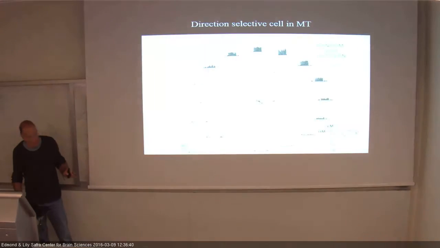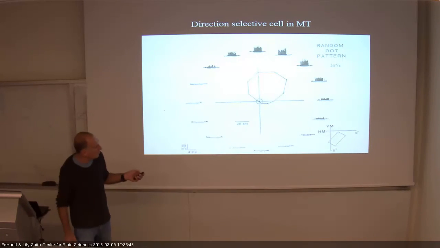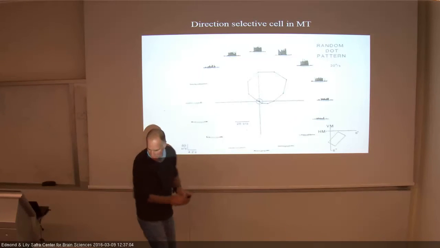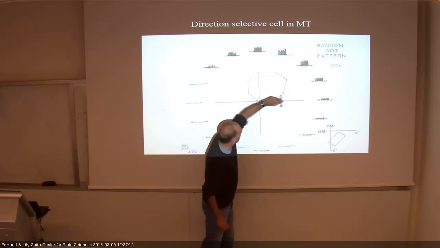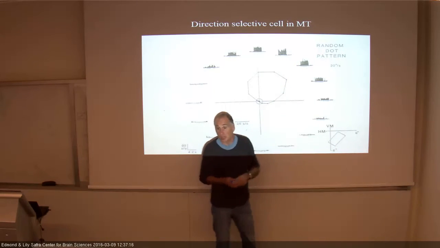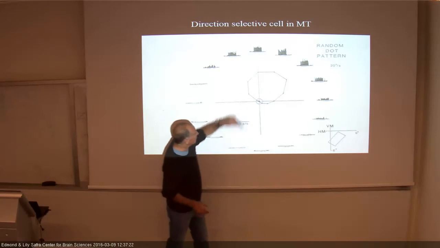Okay, so I showed you that. You do see some direction selectivity already in V1. Here's just how you often plot this. You can use a bar in different orientations or a random dot pattern, and basically this is a tuning curve in which the distance from the origin corresponds to the firing of the cell. So you could move the bar or dot motion this way, this way, this way, and if you move it this way, this is the PSTH, the histogram, the response of the cell to movement when it's inside the receptive field. And if you move it in the other direction, you get no response.